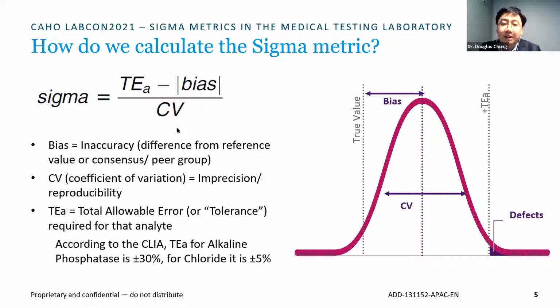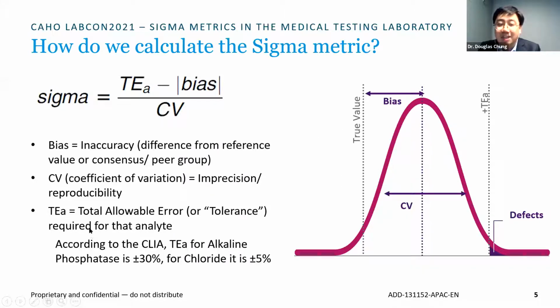You see here, this is the equation for sigma, where you have TEa, your total allowable error, minus your absolute bias, divided by the CV. You all know how to derive the bias and the CV, right? It's coming from your routine lab statistics that you do every day. It's your accuracy, coming from the difference between your lab value and the reference value or the peer group value. And then your CV is your imprecision or your reproducibility.